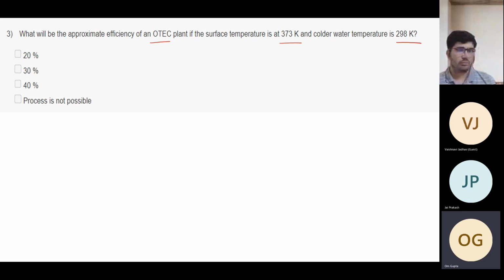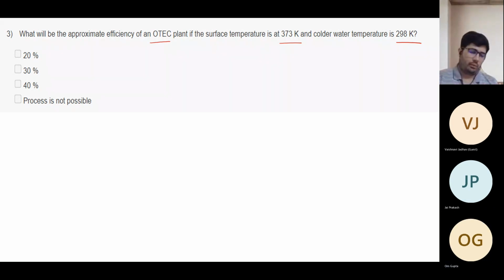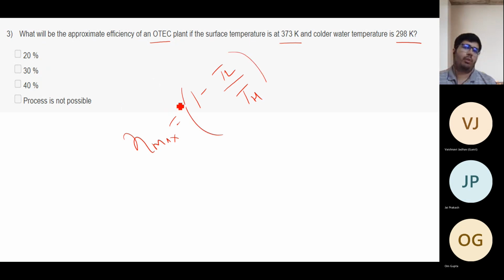Option A, 20%, maybe. If "maybe" is coming, then I think you are not sure. Then you have to check other options also. So what is the formula for maximum efficiency? It is 1 minus TL upon T high. Okay, so try to use this formula and find the answer.